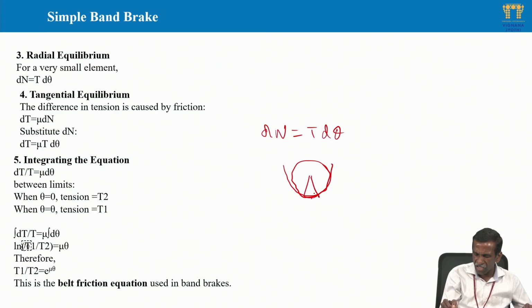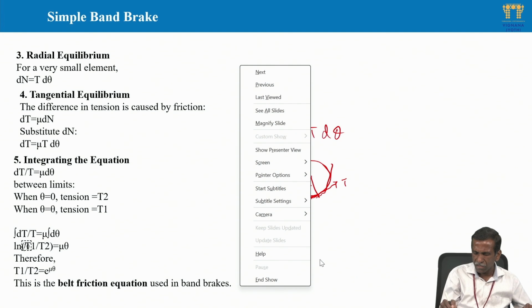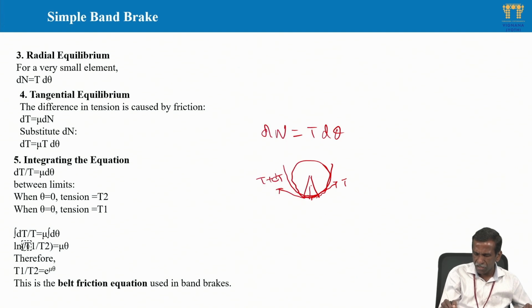If you take this much length, let us say T is the tension here on the small element, and T plus dT is the tension on this side. So this is the normal force dN. If you take equilibrium of forces in the vertical direction, then what is this angle? If you draw a tangent here, this angle is d theta by 2, and here also d theta by 2.